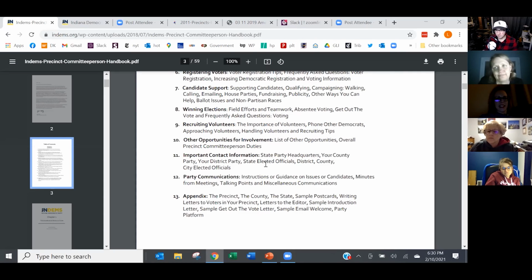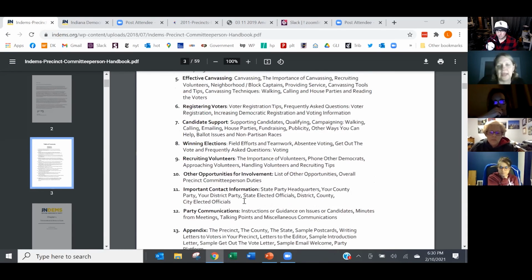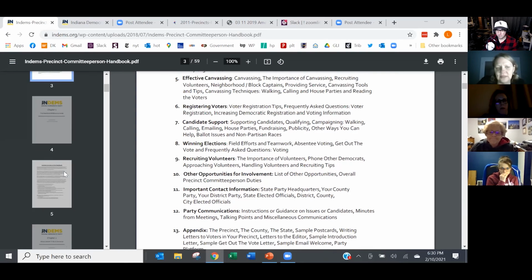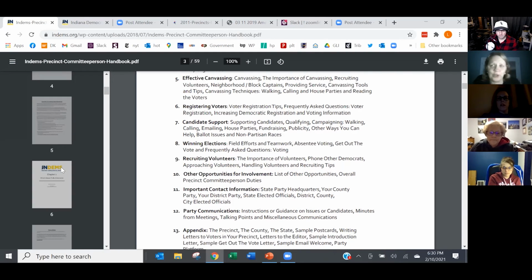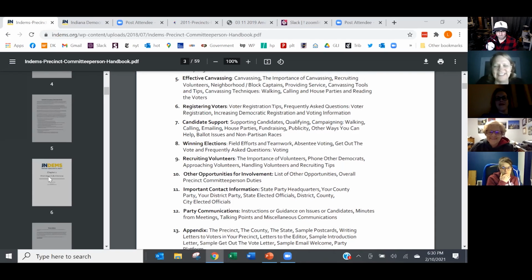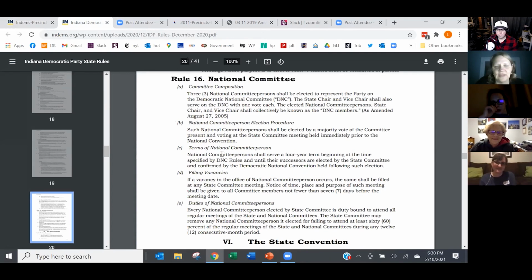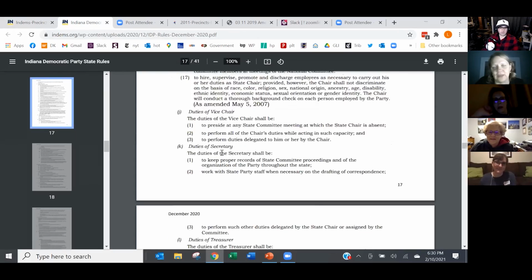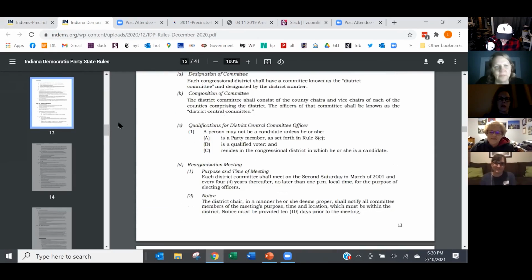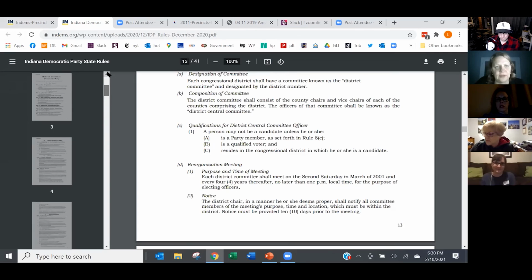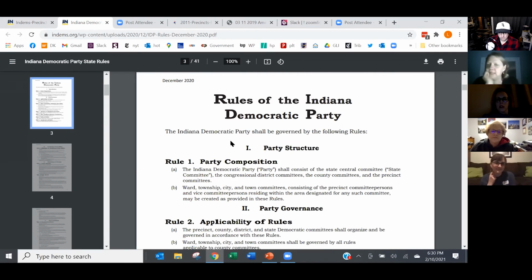I think it's empowering people. Anyhow, does that answer your question? Or maybe it shows you where you can find more information, if nothing else. Yeah, thank you for that. You're welcome. And here are all the rules, the same place where you find out how the party works, the rules of the Indiana Democratic Party.